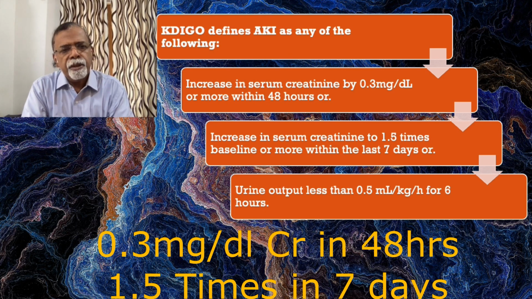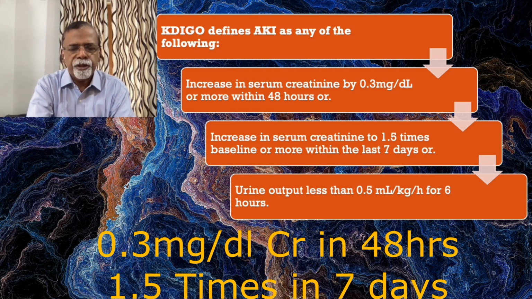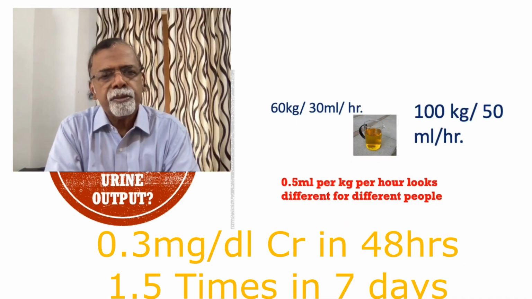The second criterion you can use is an increase in serum creatinine to 1.5 times the baseline, which has occurred over the last 7 days. So if somebody has a baseline creatinine of 2 milligram and it has become 3, you can say that the patient has developed an acute kidney injury. Hope this definition is clear. This is what I have told you.